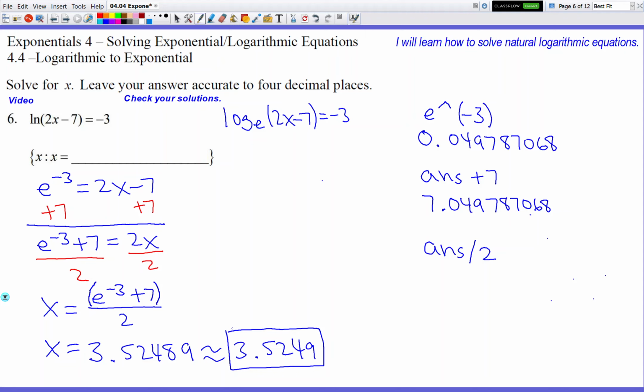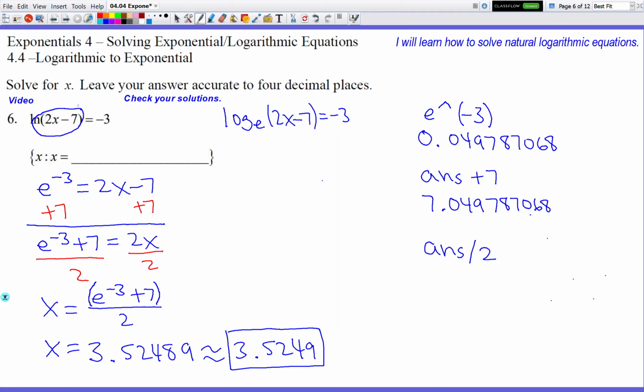All right, so let's check our answer and let's see if it caused us to get a negative in the parentheses. Okay, so let's check it out. So we got our number 3.5249. Okay, so let's punch in 3.5249, and we're going to plug it in right here. So when I'm talking right now, I'm plugging in the 3.5249 in the number in the parentheses, the 2x minus 7.